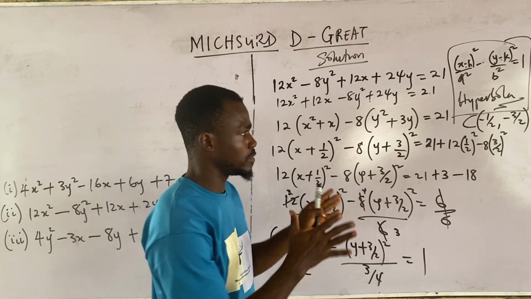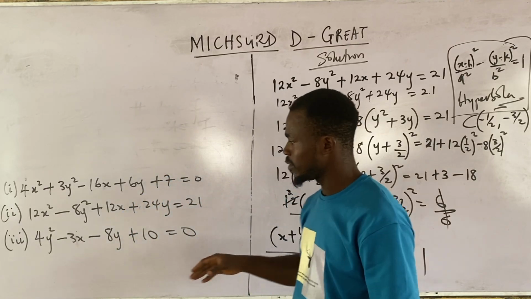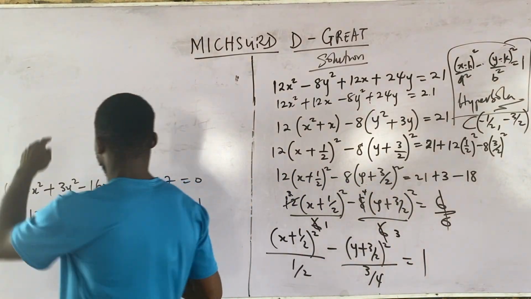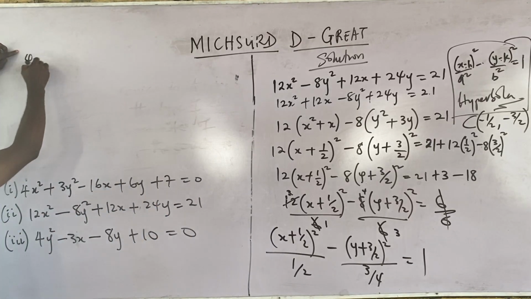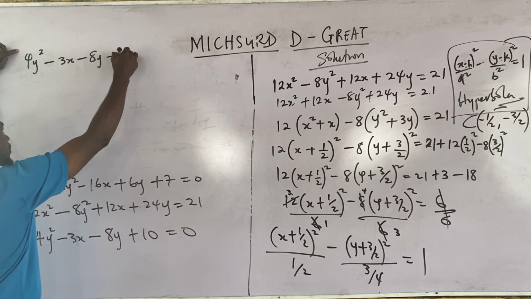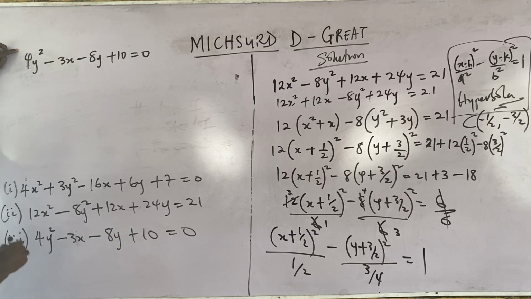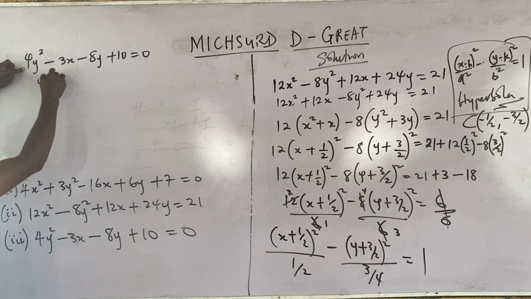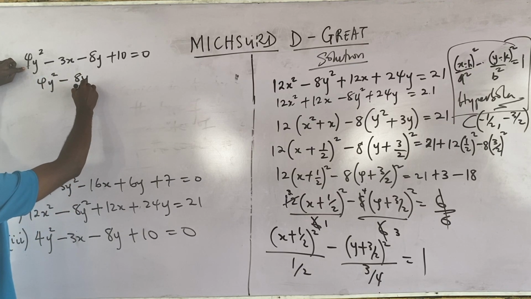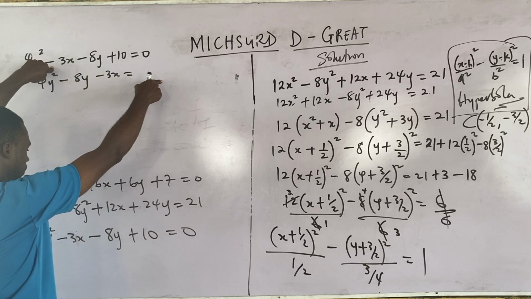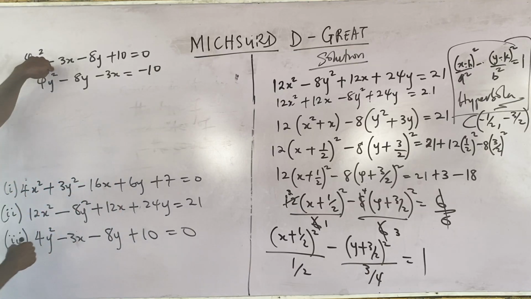So we have seen that this is a hyperbola. So let us solve the third one and see what equation it is. So here we are given 4y squared minus 3x minus 8y plus 10 equal to 0. So in the arrangement, the y terms will come together. So this is 4y squared minus 8y, then we have minus 3x, and the plus 10 will move over to this place. It becomes minus 10.